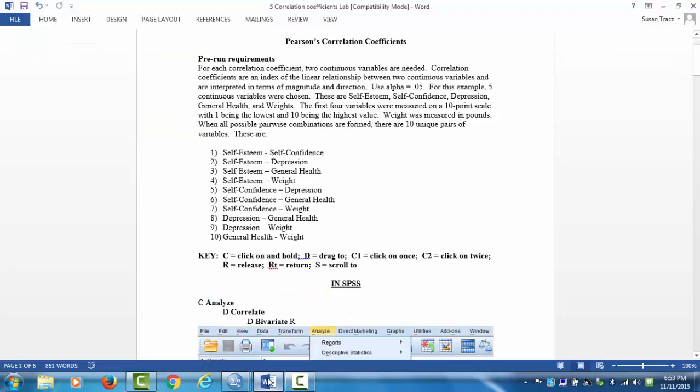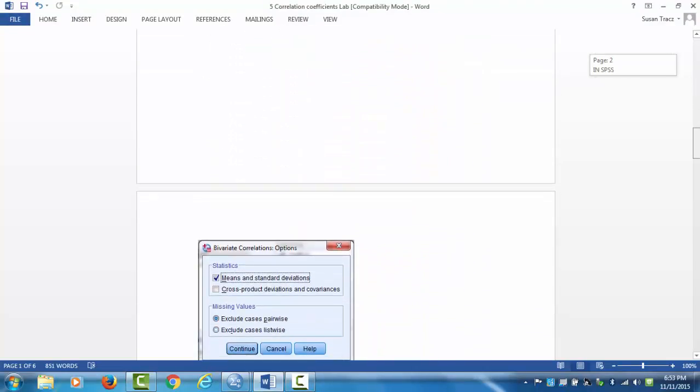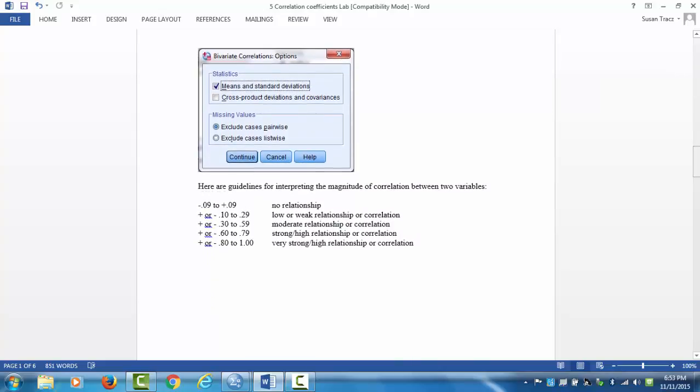So let's go back to our Word document, and I'll go past the instructions here. Now remember that I have said that we interpret correlation coefficients in terms of magnitude and direction. The direction is simply whether the correlation coefficient is positive, in which case high scores on a variable are associated with high scores on the other variable, and low with low, or negative, where we have high with low and low with high.